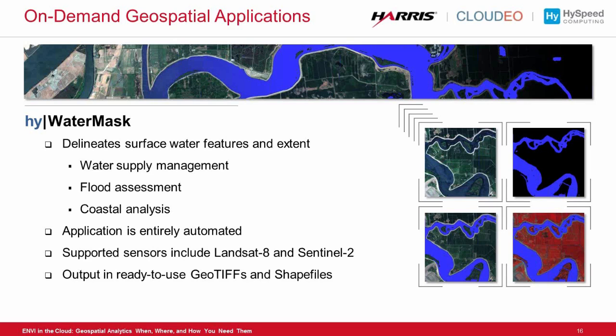As currently structured, we support Landsat 8 and Sentinel-2 imagery. This isn't to say that other sensors aren't being considered or couldn't be easily adapted, but this is where we've started. The output is in ready-to-use GeoTIFFs and shapefiles. So these are standard geospatial formats that you can immediately visually interpret. You could incorporate them directly into reports or presentations without any further processing. Or if you're a more advanced user, you can ingest them into your own software packages for further analysis.